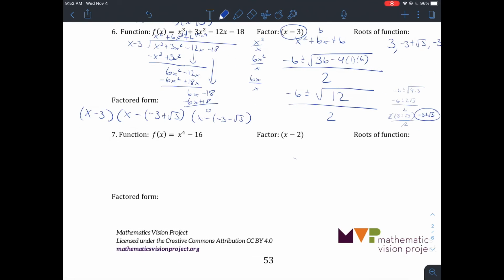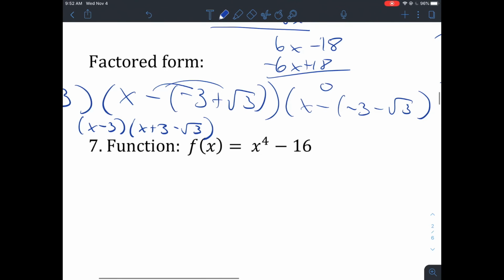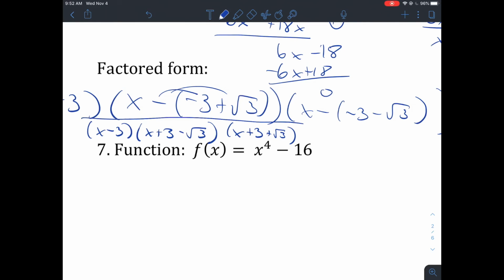So this isn't really how you'd want to leave this. You'd want to write this a little bit nicer. So the way that I would write this, I'll zoom in a little bit, would be x minus 3. And then you would distribute this negative. So you get x plus 3 minus root 3 and x plus 3 plus root 3. All right. And this is how you would want to write that in factored form. A little less pretty than the other ones, but still doable, right?